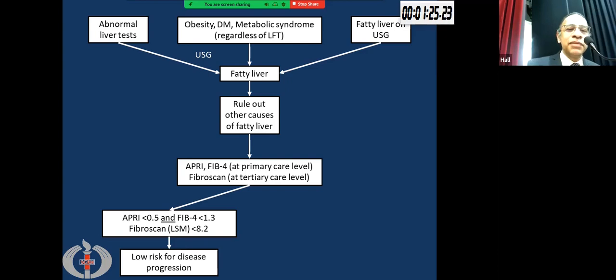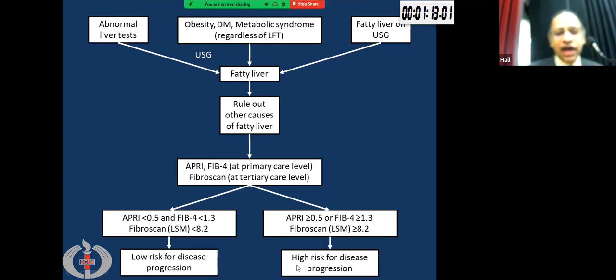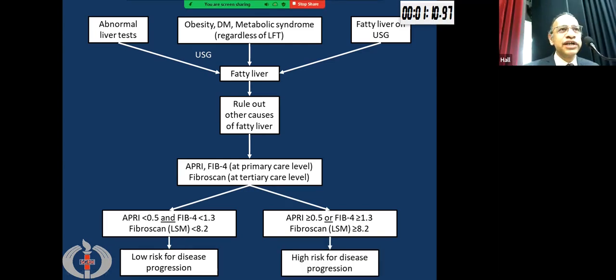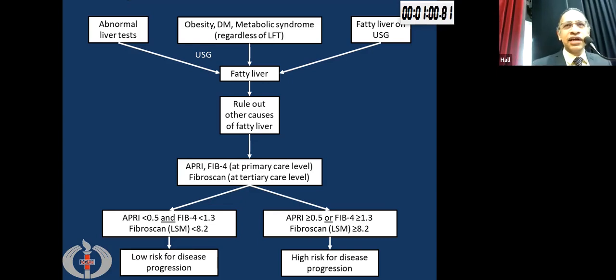Obviously, patients may be having diabetes and obesity, so they may be having cardiovascular diseases, but at least from the liver point of view, the patient is pretty safe. But if any of these are abnormal, then these patients are at high risk of disease progression and they need further evaluation. I'm not going into detail how they should be managed, but obviously diet and lifestyle is the mainstay, and in whom you would give pharmacotherapy depends on their risk profile.